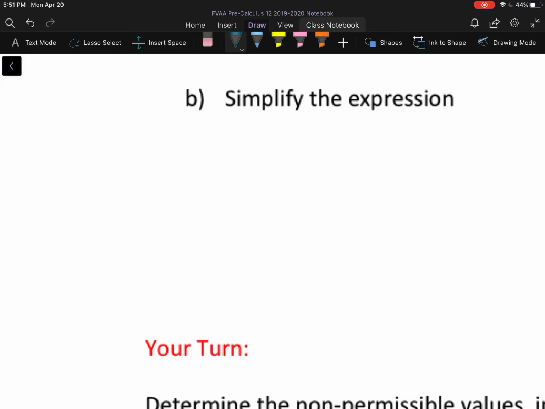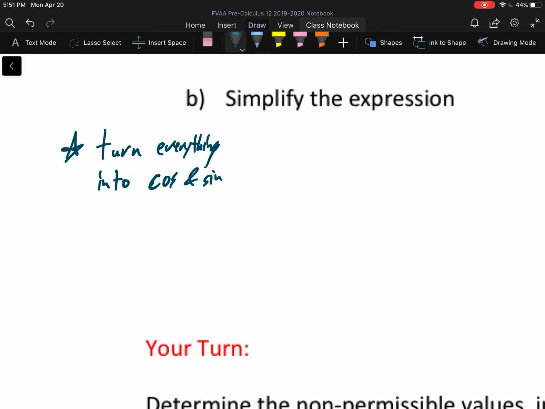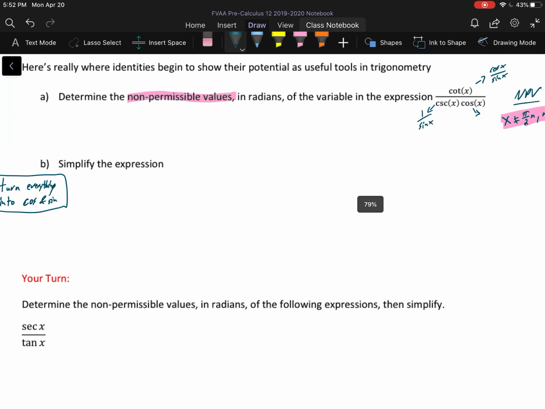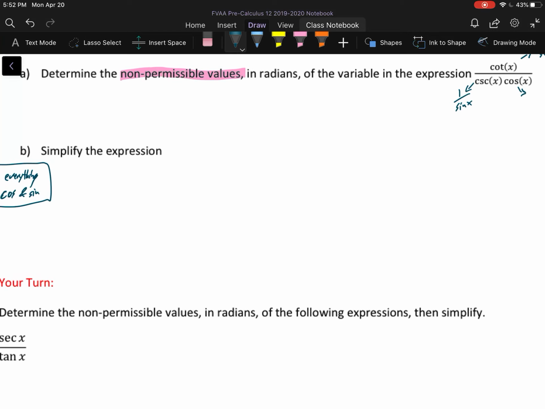is you want to turn everything into cos and sine. You don't want to be using secant, cosecant, cotangent, tangent as much as possible. Change everything into cos and sine, and then start simplifying from there. So that's what I'm going to do through substitution. I've already done a little bit when I was looking for my non-permissible values.